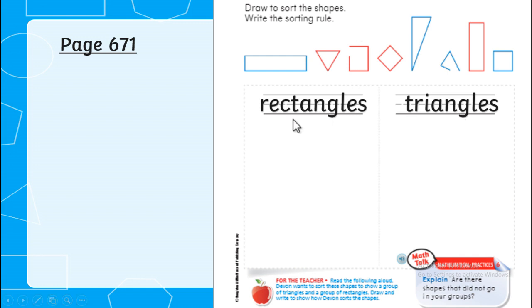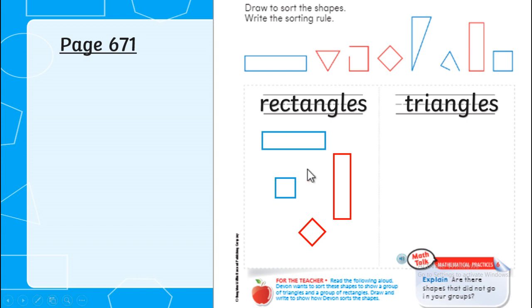In the rectangles, I can put the rectangle, the small square, because a square we can call it a rectangle, another small square, and another rectangle. All of these are in the group of the rectangles. Why did I put the squares? Because they are like rectangles. Each 2 sides facing each other are equal.